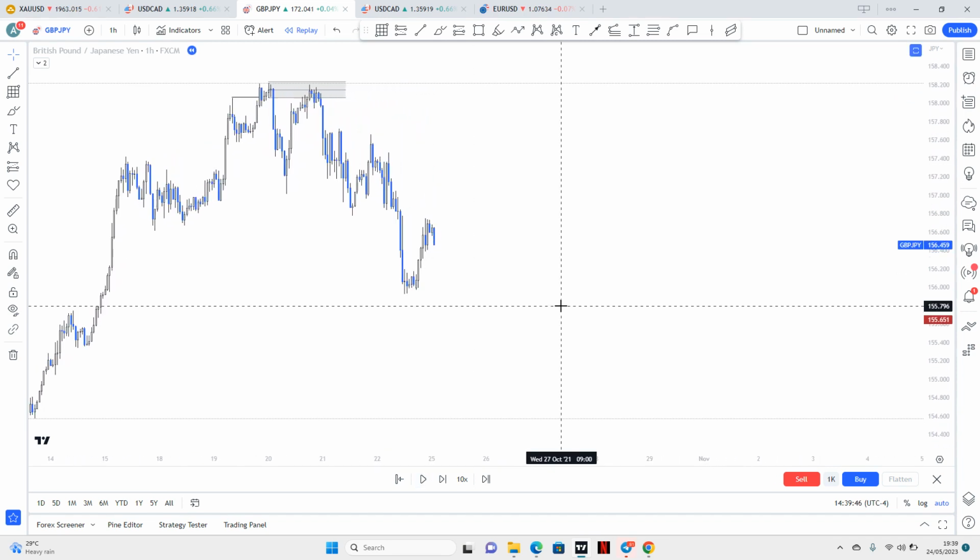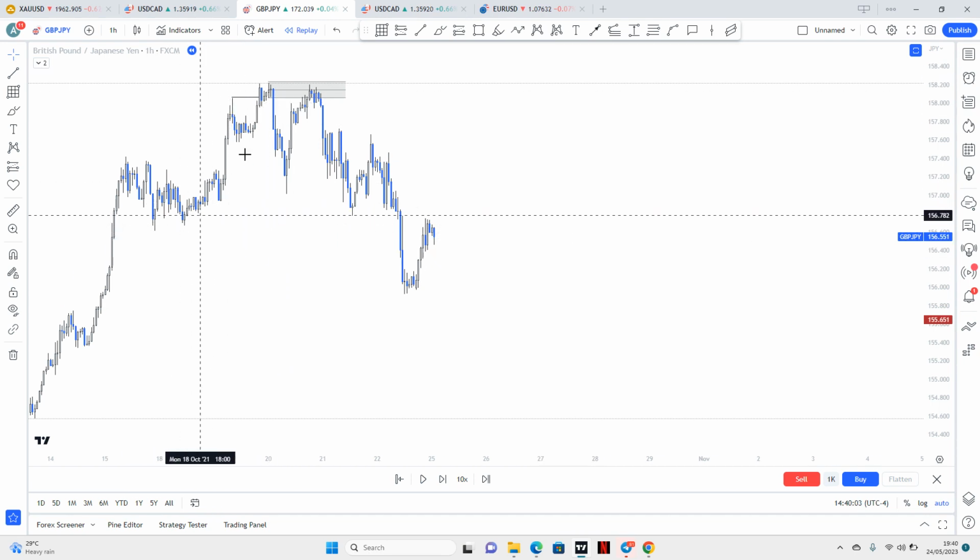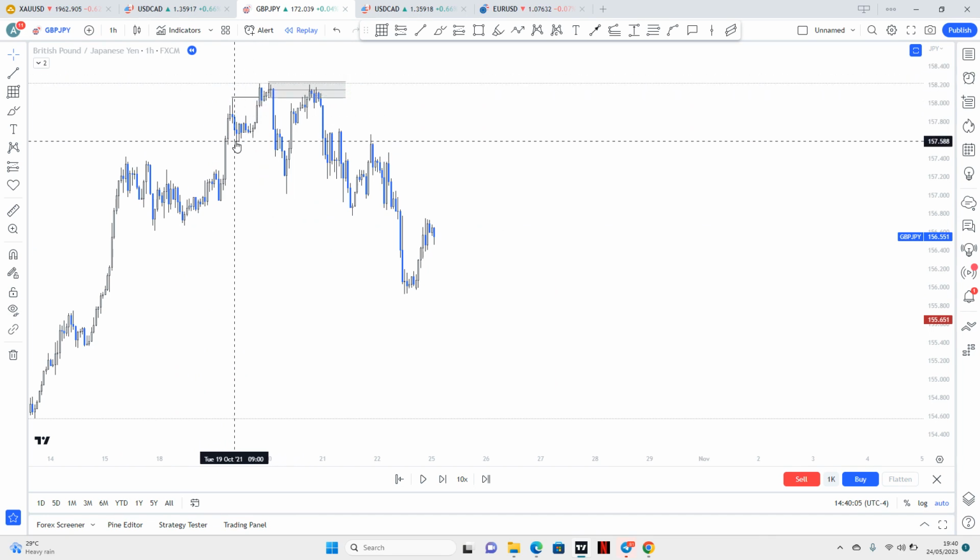It's just that simple. Once you get that idea, where is liquidity? Where are the strong highs and the strong lows? You are good. Find your liquidity. This is liquidity. Strong highs, strong lows. This was a strong low, yes, but this is also a strong high because it grabbed liquidity and shifted markets.